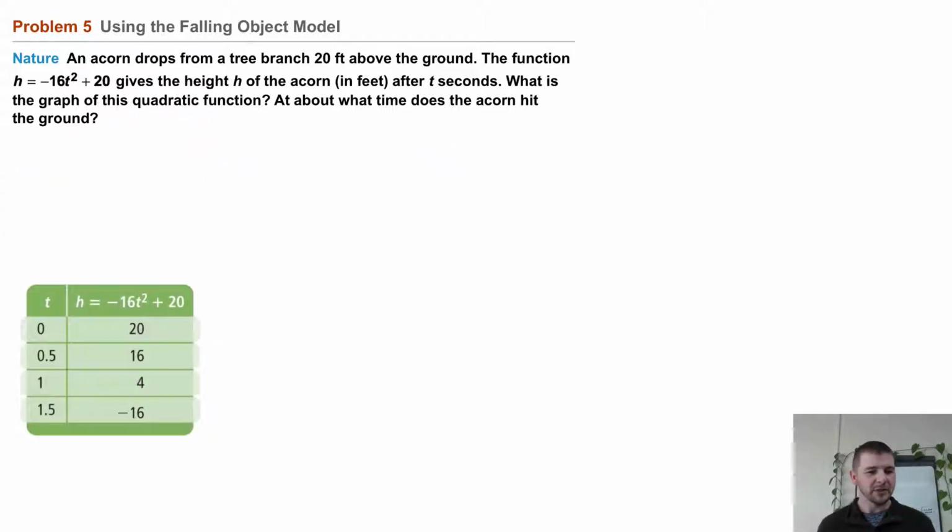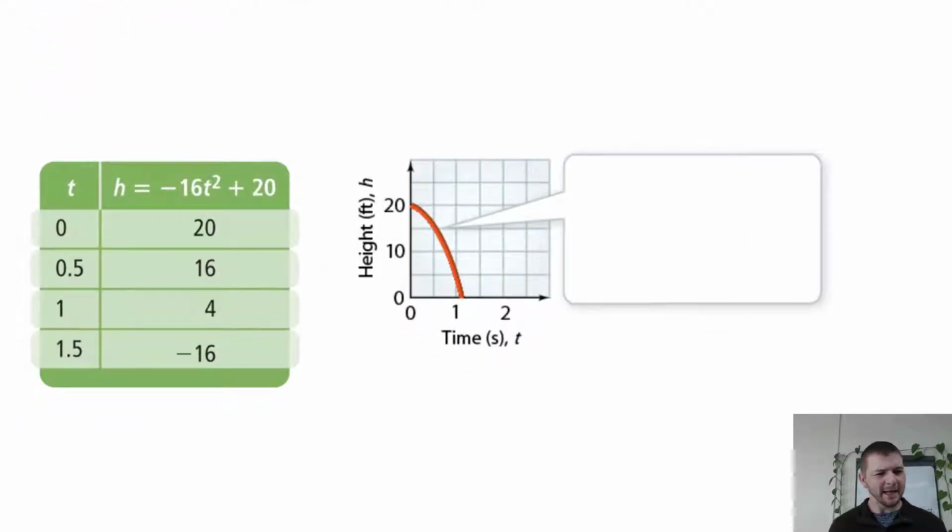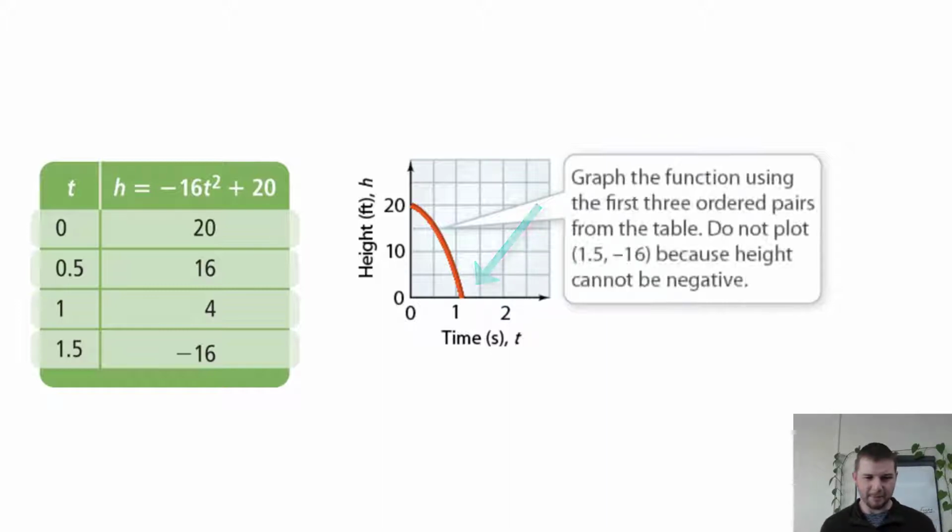Begin with the table, choosing some values for t to represent seconds after the beginning of the fall: 0, 0.5, 1, 1.5, and evaluating those using the equation and then graphing. So we see the right-hand side of a parabola here, beginning at a height of 20 and falling, looks like, to a height of 0, representing hitting the ground, just after 1 second.